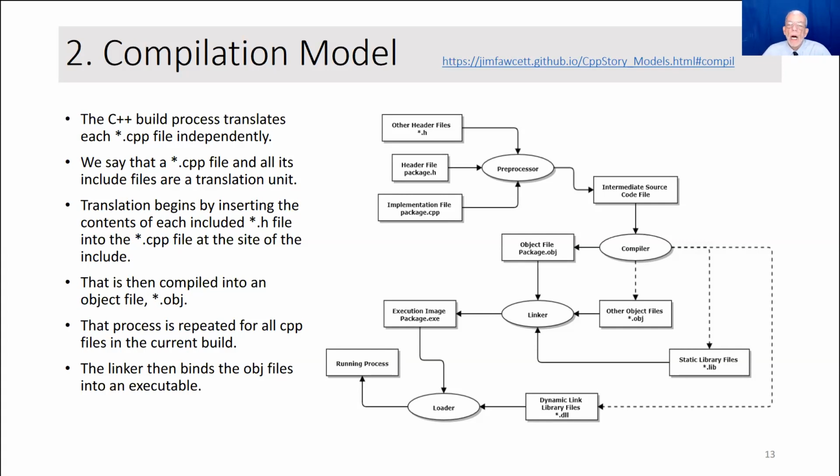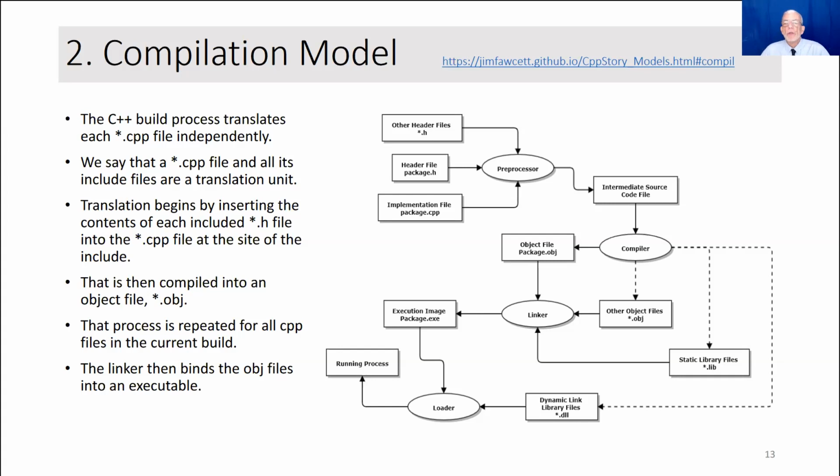And that's actually, for very large systems, an advantage, because it means that the very large system is broken down into small pieces, each of which is translated. So we don't run into any issues with overflowing compiler tables and so on. So we say that a CPP file and all the files that it includes are a translation unit.